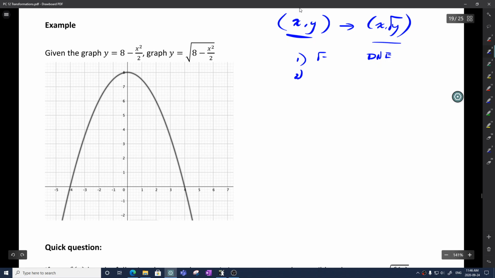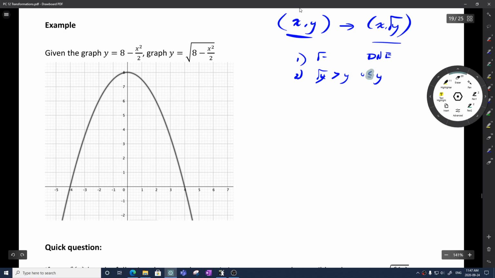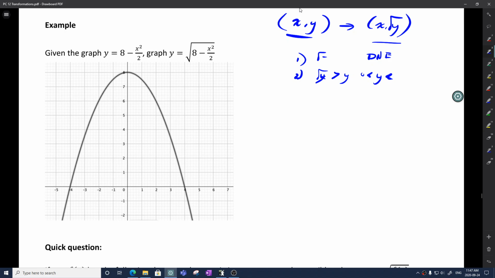Number 2, the square root of any number is greater than the number itself whenever that number is in the domain. Oh, that's wrong. I have to be very particular about my inequalities here. Whenever y is between 0 and 1, our square root function has to be greater than the original function, but it must never exceed 1.